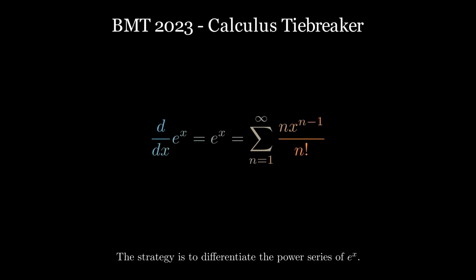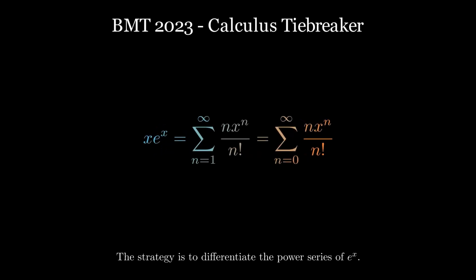The derivative of e to the power of x is still e to the power of x, which equals the sum from n equals 1 to infinity of n times x to the power of n minus 1 over n factorial. Multiplying by x shifts the indices, bringing us closer to our target. x times e to the power of x equals the sum from n equals 1 to infinity of n times x to the power of n over n factorial, which simplifies to the sum from n equals 0 to infinity of n times x to the power of n over n factorial.